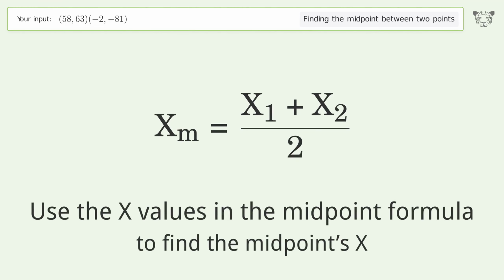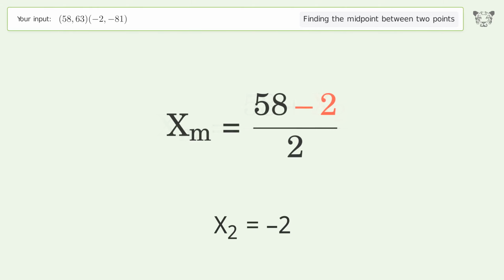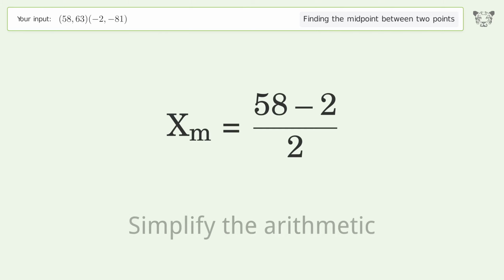Use the x values in the midpoint formula to find the midpoints x. x1 equals 58. x2 equals -2. Simplify the arithmetic.